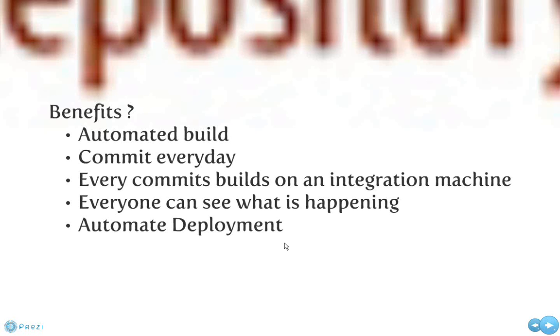Every commit integrates into the builds on the integration machine. So you have a continuous integration machine where all the code from different developers comes in and gets integrated into one package. And third, everyone can see what is happening. Every stakeholder from your team sees what is happening in the whole project.